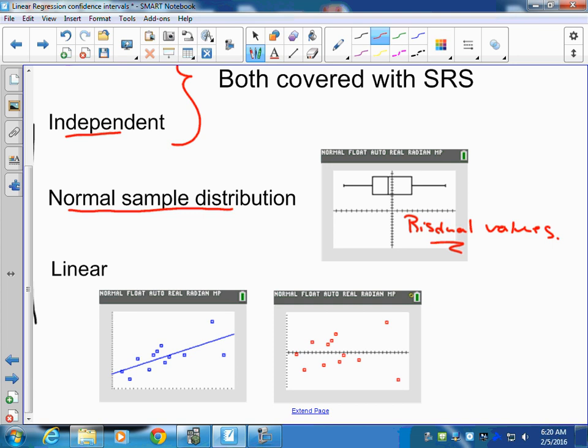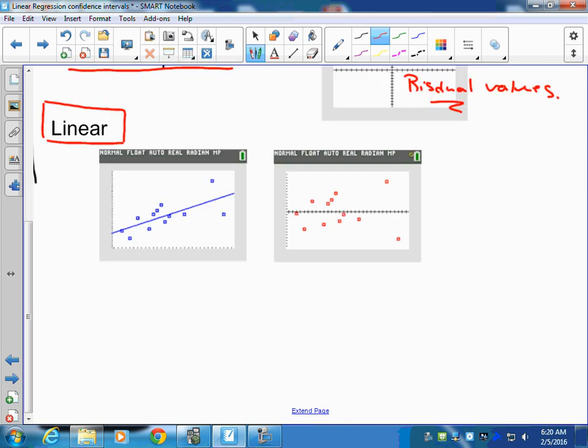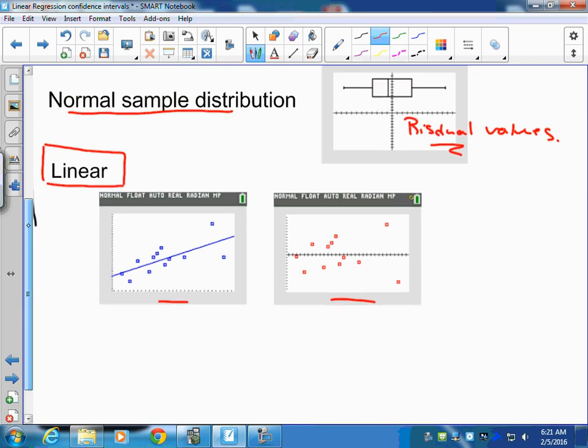And then the last thing, and this is new for this situation, is we want to show that we're dealing with linear distributed data. In order to show that it's linear distributed, we need the original scatter plot, x versus y, with our least squares regression line, and then we also need our residual plot to show that there is no pattern in the residuals. So we would use the no pattern in the residuals to prove that it's linear.